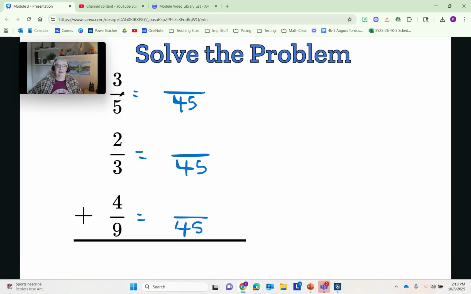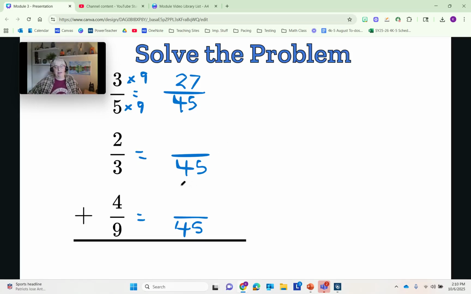All right, let's start at the top. 5 times what equals 45? 5 times 9. For this fraction, we need to do the same thing to the top so that it's equal. 3 times 9, 27. All right, next fraction.